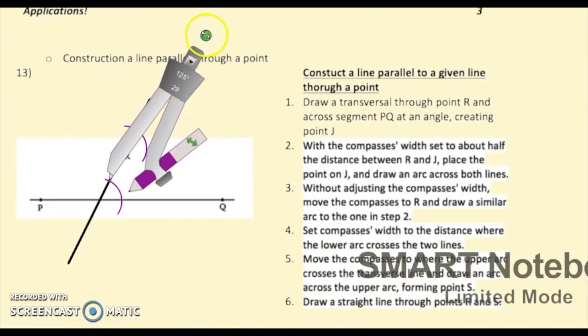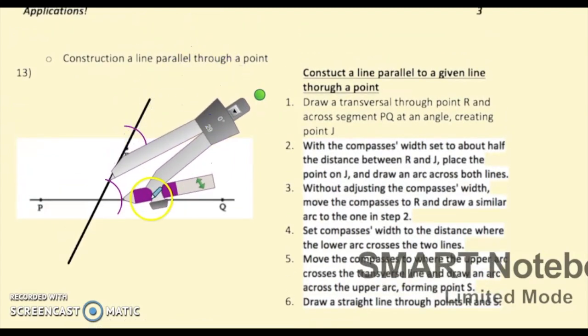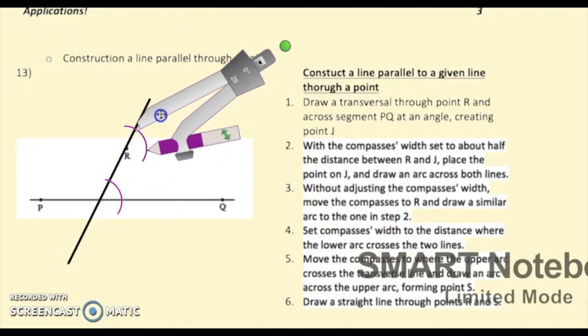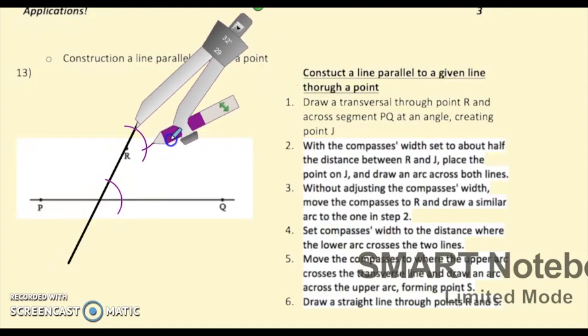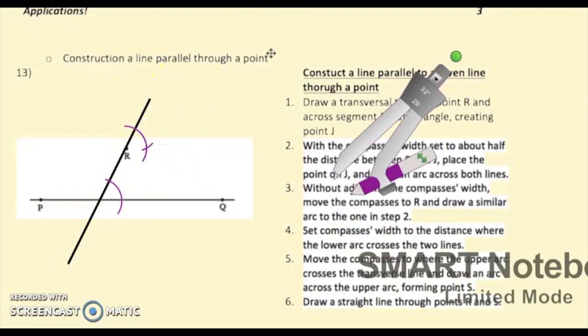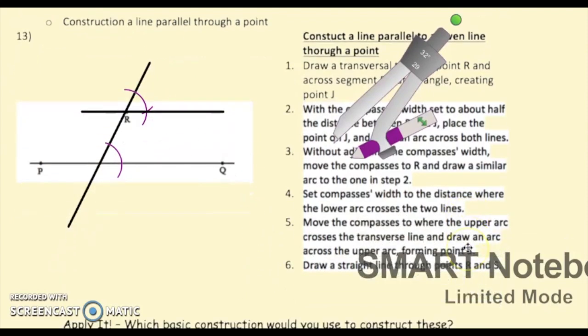And then I'm going to measure the width of that angle. So again, this might take a little adjusting, but measure from one intersection to the other. Slide that up to the top intersection point and draw another arc so you know they're open the same width. And then you can use your straight edge to connect those, and that will give you a perfectly parallel line that goes through that point. And all we really did was copy an angle.